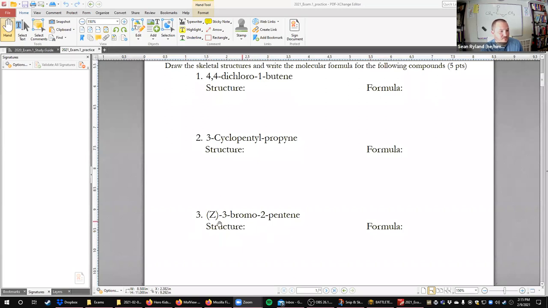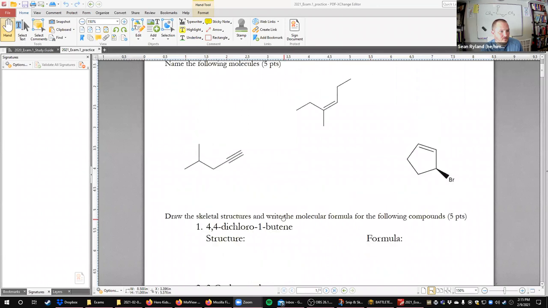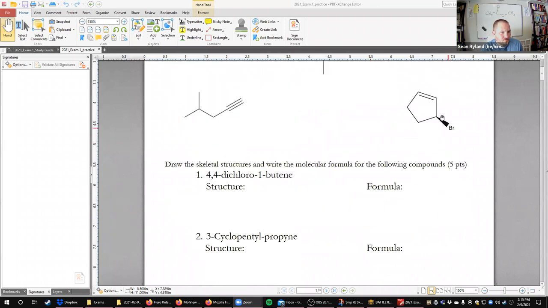I assume you're looking at this one here, when you're assigning priority. Yeah, bromine would be 1, then the carbon towards the double bond, then the one that's longer, further away from the double bond, and then the hydrogen.